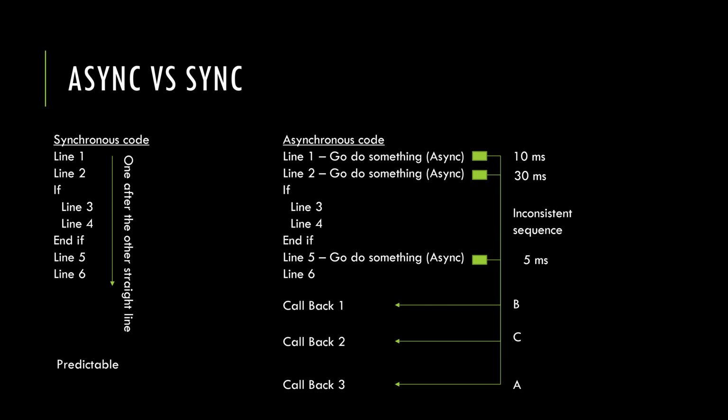And so depending on the duration of those 3 asynchronous calls on lines 1, 2, and 5, I just hypothetically said, let's say the first one takes 10 milliseconds, the second one takes 30 milliseconds, and then the third one takes 5 milliseconds. Your callback functions will come back in an inconsistent pattern, right? So because the line 5 only took 5 milliseconds, it's likely the first callback function to occur. Then the 10 millisecond function completes, and we get the callback at point B, the callback 1. And then finally, 30 milliseconds have passed, and callback 2 gets called.